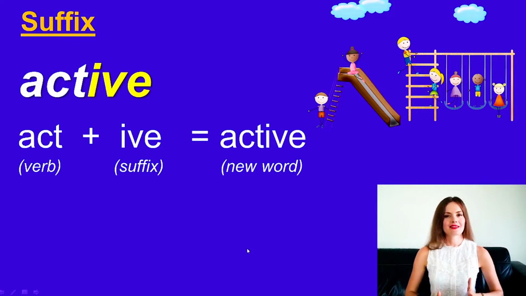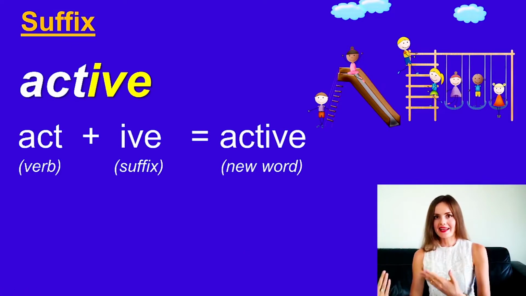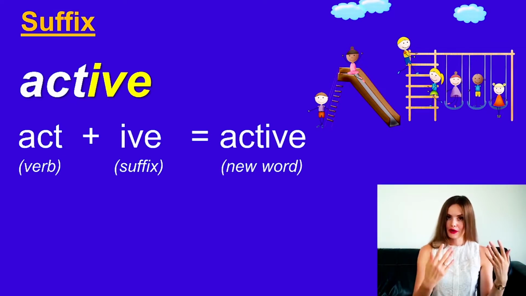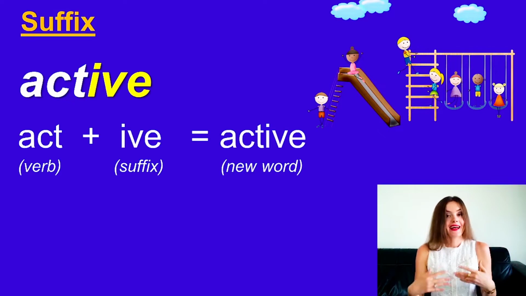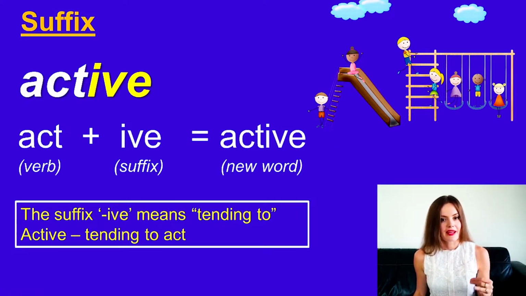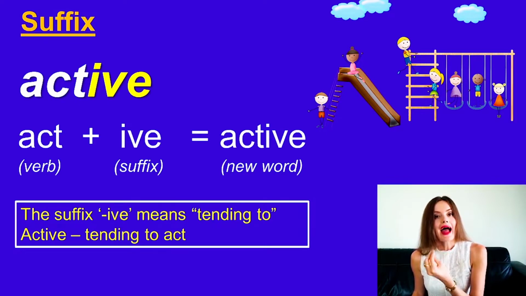Act plus "ive", active. As you can see, when we add a suffix to a word, we get a new word, right? Also, the suffix changes the meaning of the word. For example, the suffix "ive" means tending to. Active means tending to act.